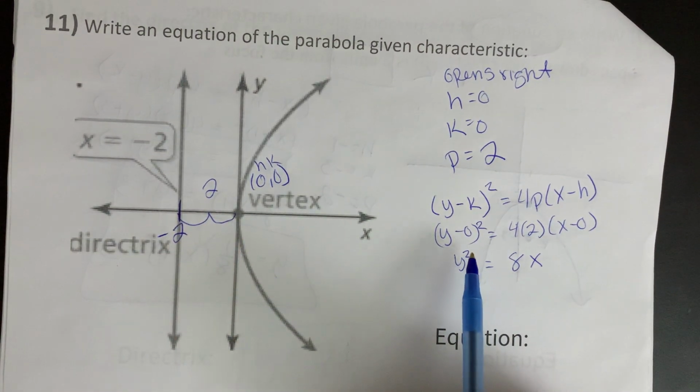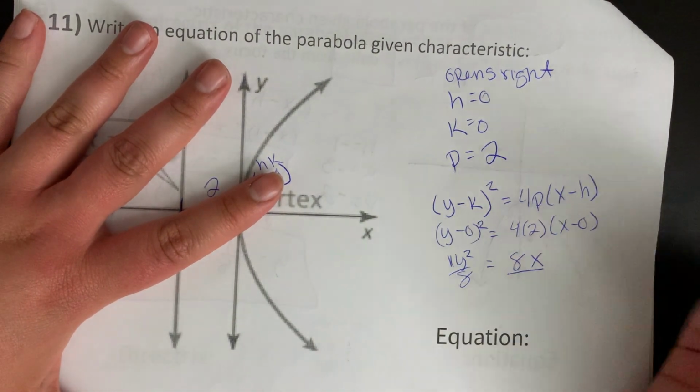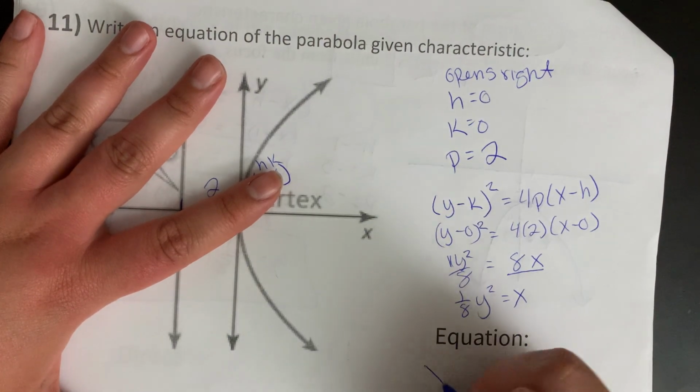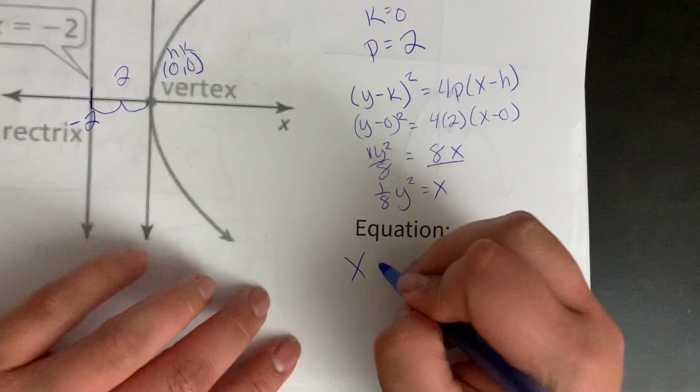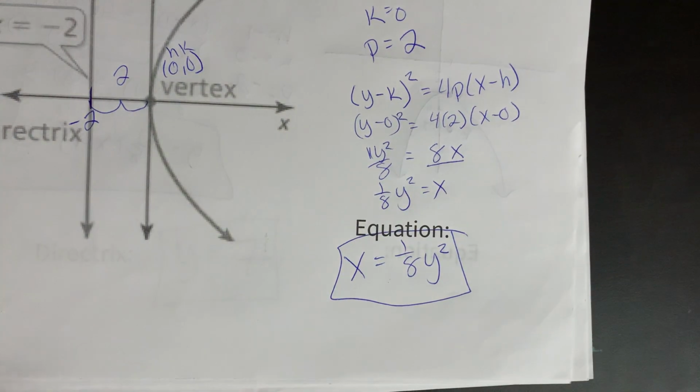Ideally we want to have the variable that's not squared isolated. So I'm going to divide both sides by 8. So there's a 1 there. So 1/8 y squared equals x. So x equals 1/8 y squared. That would be your equation. Okay.